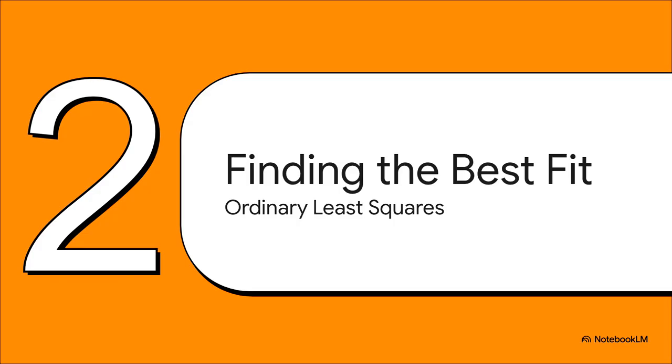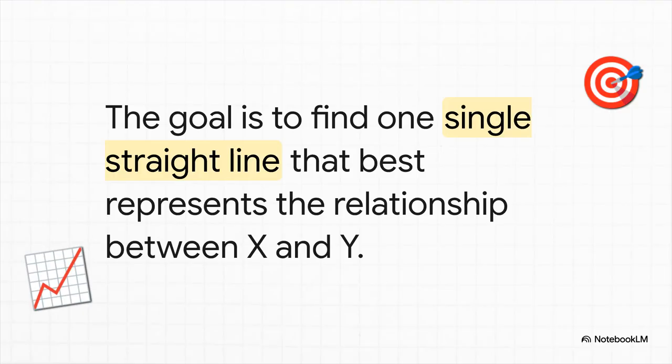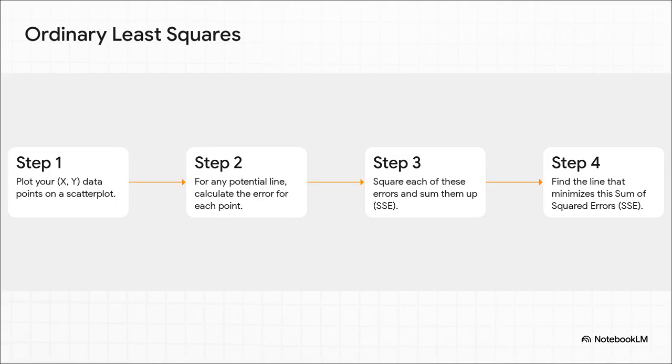Okay, so how does this thing actually work? How does it look at all that data and pull out that one clean pattern? The core mission here is actually pretty simple. The goal is to draw one single, straight line that slices right through all those data points and does the best possible job of summarizing the relationship between them. And the way it does this is with a really clever method called ordinary least squares, or just OLS for short.